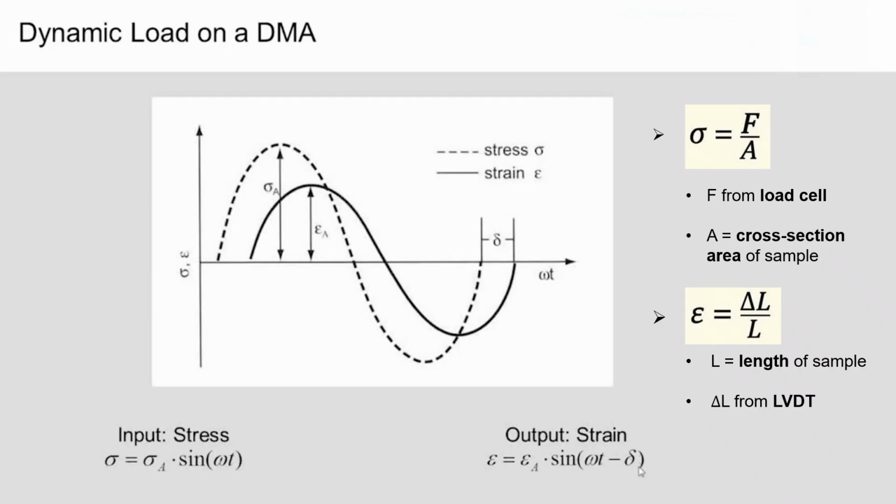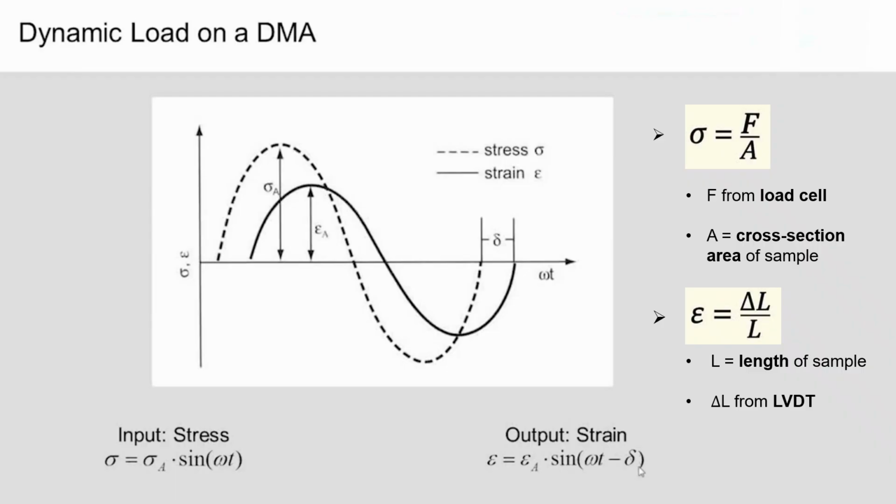The force is from the load cell, and then the area is the cross-section area of the sample. For the strength, the length L of the sample is obtained, and then the delta L is obtained from the LVDT, which is the change of length. From the diagram, here shows the stress leads the strain.